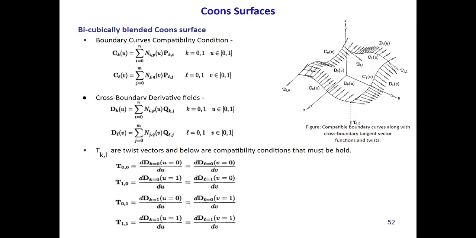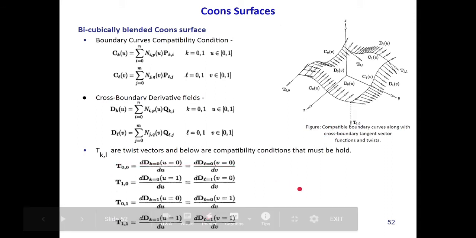Now Coons developed higher order patches using cross boundary derivative fields. So what we assume here is that Ck of u and Cl of v be four boundary curves which satisfy these two compatibility conditions, which are represented by these two equations. And we will also assume Dk of u and Dl of v be the four boundary derivative fields, and these are the equations for those derivative fields.